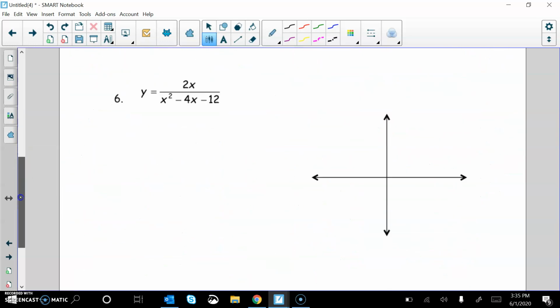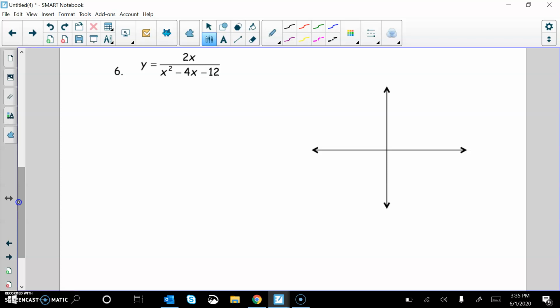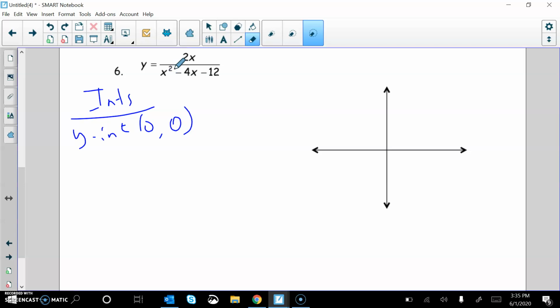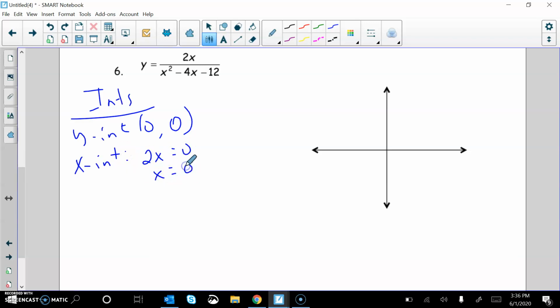Alrighty, last example. Here we go. Intercepts. So y-intercept. Plug in 0. So 0, 0, 0, 0 over 12. So there's our y-intercept. X-intercept. Set your numerator to 0 and solve. So it's the same point as the y-intercept. So this was crossing the origin.